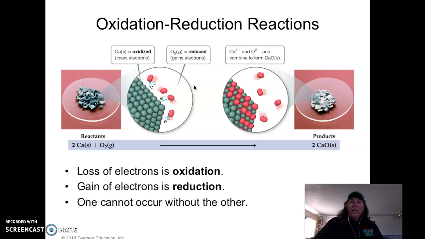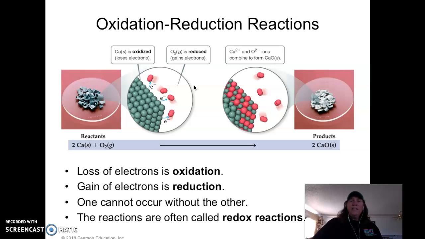Okay. And one cannot occur without the other. So if one gets oxidized, one has to get reduced. You can't just have one oxidized and not one reduced. They have to, because you have to have that change in charges. Okay. These are called redox. Reduction, oxidation reactions. Except up here, it's oxidation reduction reaction. You guys, it really doesn't matter. But the thing to remember is one's going to gain electrons, one's going to lose electrons. The one that gains electrons becomes more negative, it's reduced. The one that loses electrons becomes more positive and is oxidized.